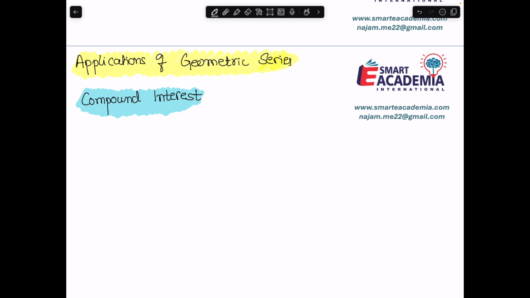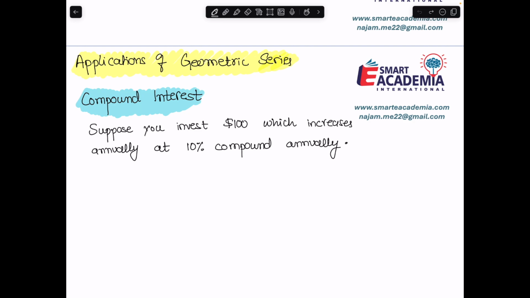In the next application, we'll be seeing the geometric series, that is the compound interest. Suppose you invest $100, which increases annually at 10% compound annually. Now it means that every year, whatever return you get, it will compound 10% every year. So it will exponentially increase as compared to the linear increase that we had for the arithmetic series.